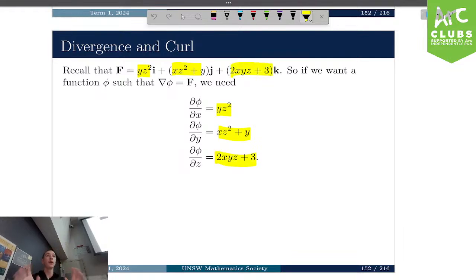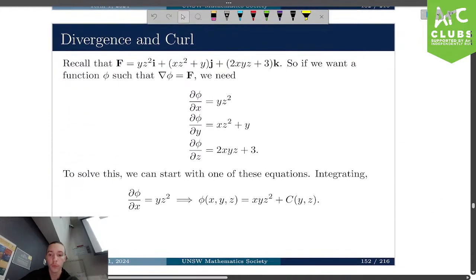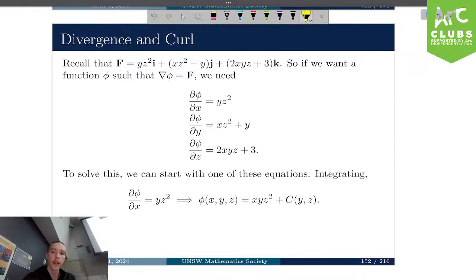Now, I'm going to briefly go through a systematic way to do this, the proper way, and then we'll do the engineer's way after. So we can start off by looking at our first equation here. And we'll say, okay, well, partial phi over partial x is yz squared. Okay, so if we, I don't know what you want to call it, partial integration, reverse partial differentiation, we just integrate and pretend that the y and z are constant.